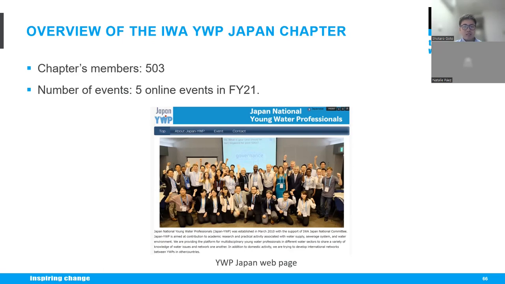And as you can see in this picture, Japan YWP was established in March 2010 with the support of the IWA Japan National Committee. Like the South African chapter, the Japan chapter is also one of the oldest chapters, is my understanding. And we have been active for more than 10 years. And compared to the past, I hear that the number of members of our chapter is increasing now. Go to the next slide.